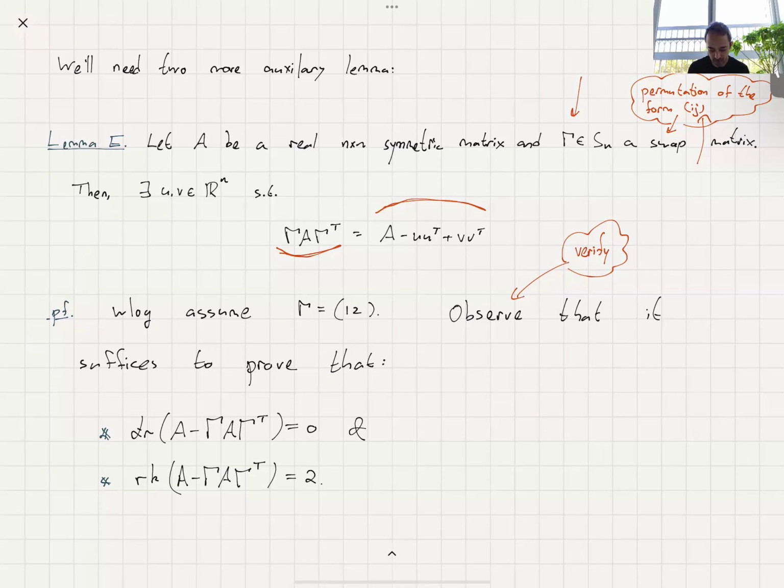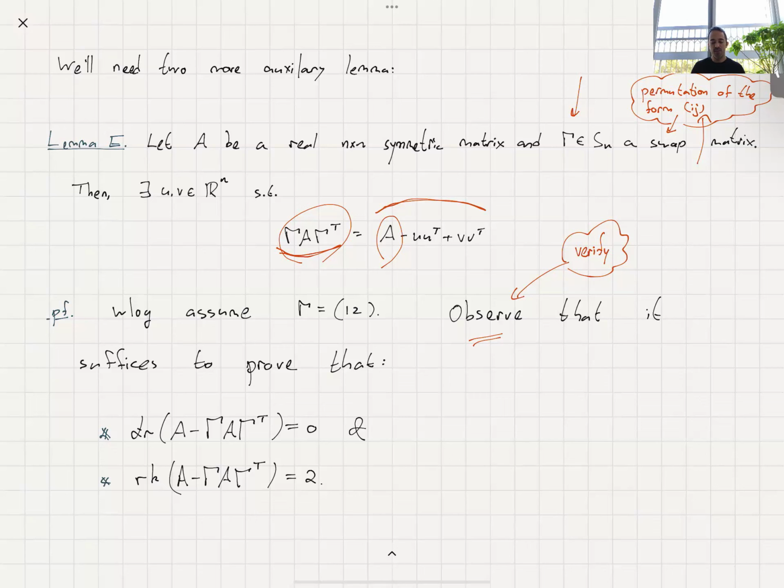And the proof is actually a bit nice. So let's assume that gamma is (1 2). It doesn't really matter, you can do a simple base change accordingly. And now observe, and this observation is actually not trivial, so I encourage you to try and do that. In order to do that, it suffices to prove that the difference between these two matrices, which is VV transpose minus UU transpose, satisfies two properties. First of all, the trace is 0. And second, the rank is 2.